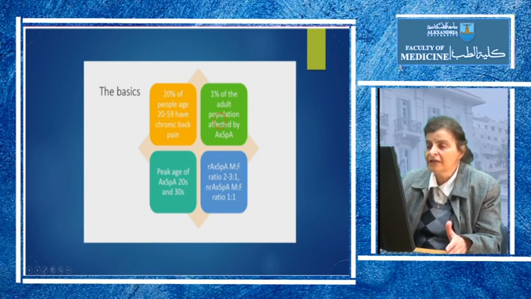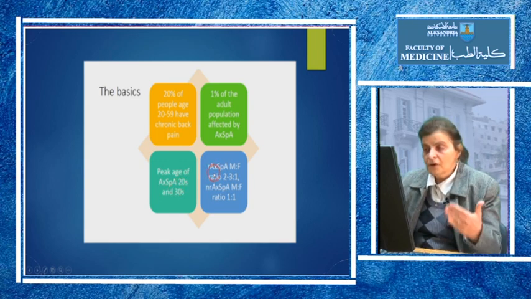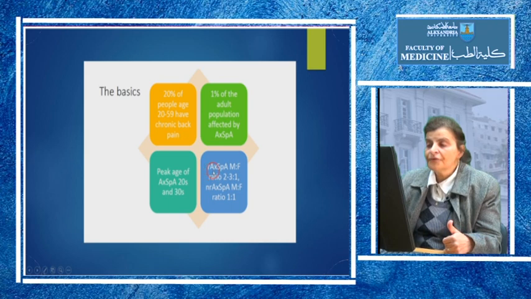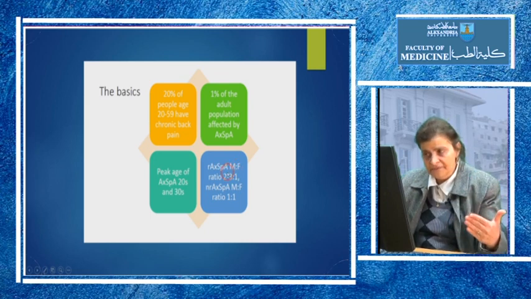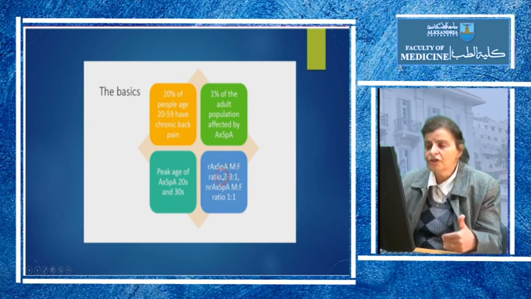Only 1% of the adult population is affected by axial spondyloarthritis. The peak age is young, between the 20s and 30s. That's the common peak age of onset. In contrast to what we used to say, radiographic axial spondyloarthritis is commoner in males than females. That still remains. The ratio is around 2 to 1 or 3 to 1.